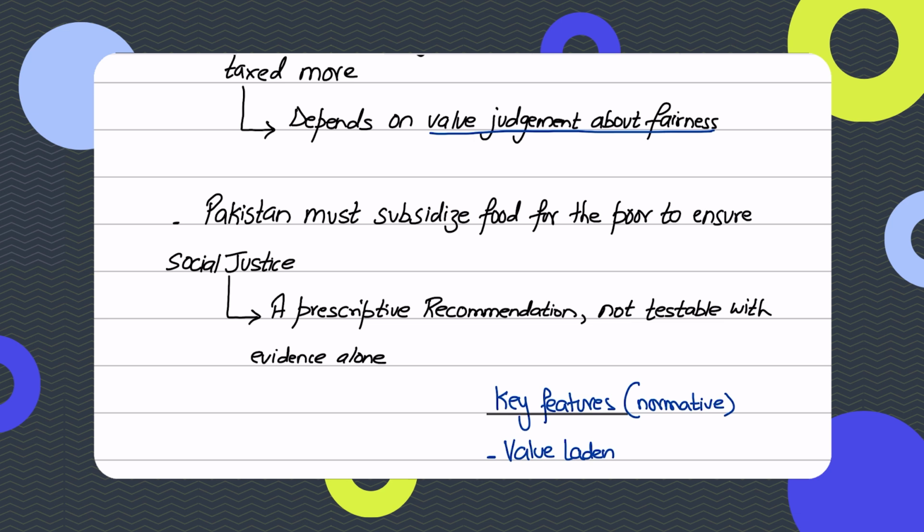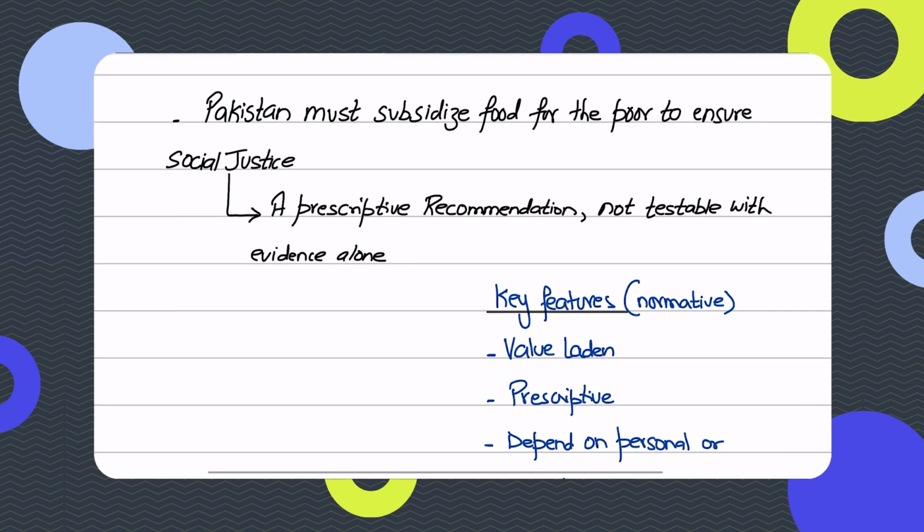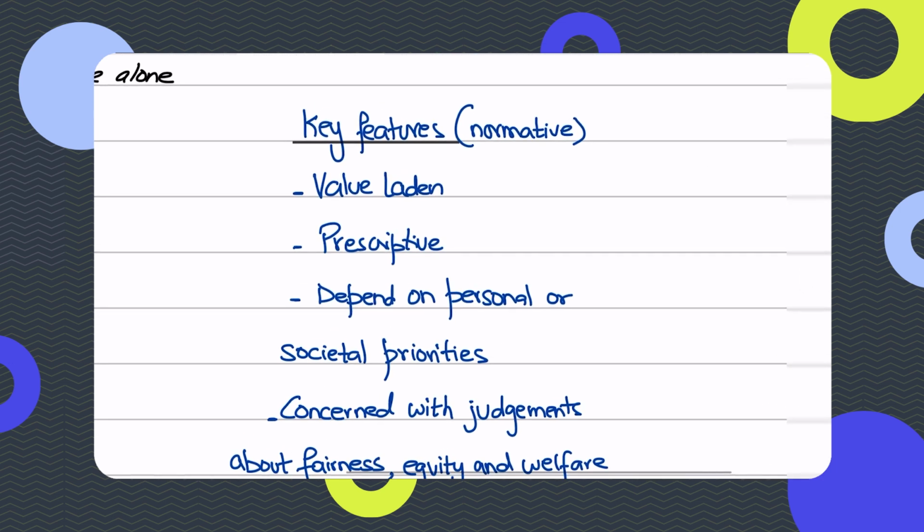Now again, it's a recommendation, it's a prescription, which is not testable with evidence alone. This is a value judgment. It's based on what you think should be done, that Pakistan must subsidize food to ensure social justice, right? Because subsidizing food could have various problems as well, or maybe I could have a different view on it. So remember that the key feature of a normative statement is that it is value laden.